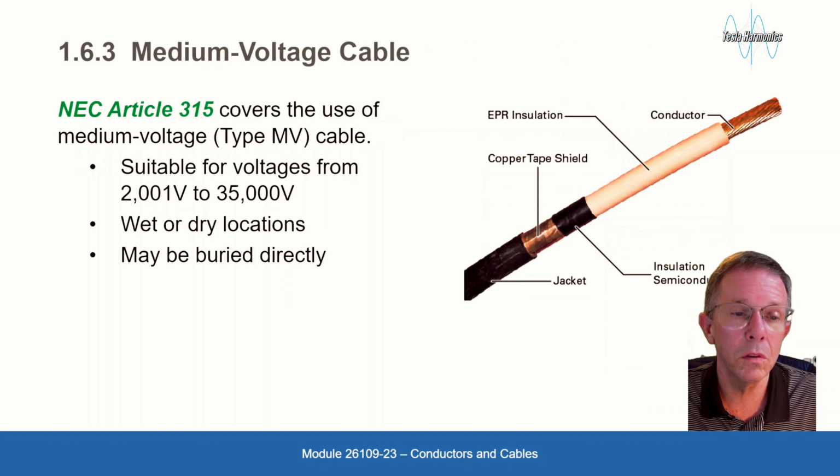Medium voltage cable. NEC Article 315 covers the use of medium voltage or type MV cable. It is suitable for voltages of 2001 volts to 35,000 volts. It is suitable for wet or dry locations, and it may be directly buried.